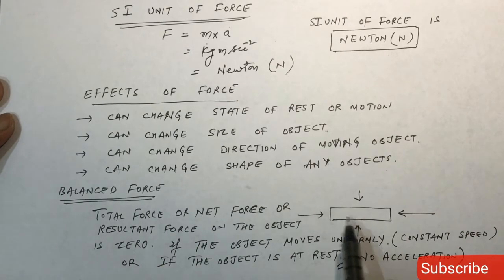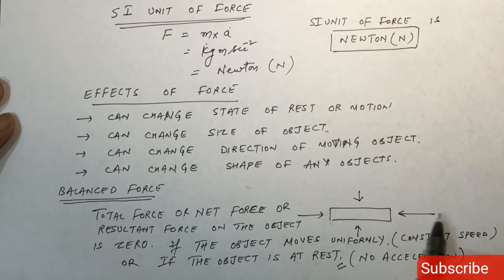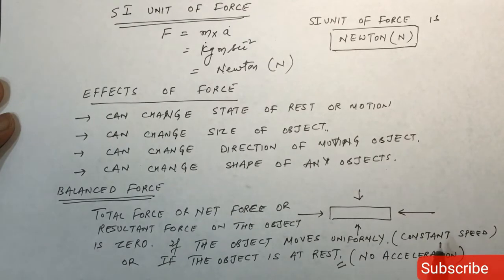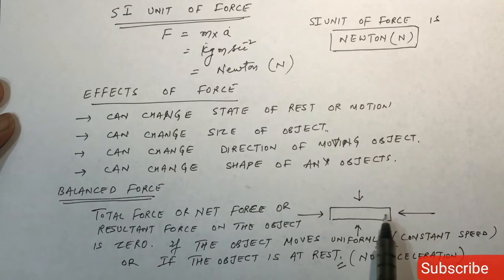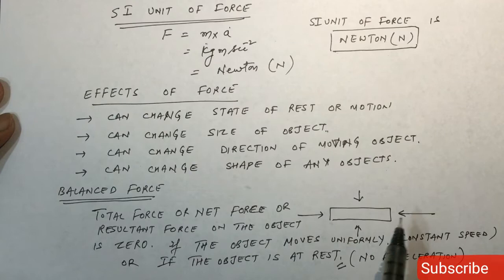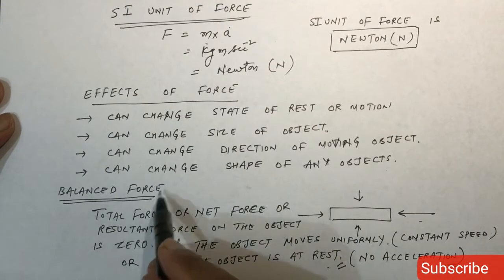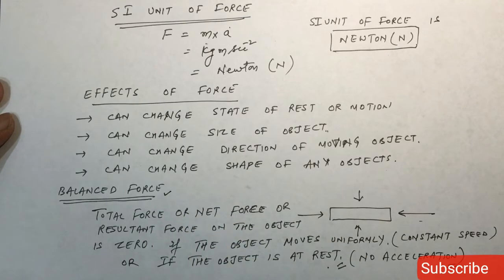If you have an object and a number of forces are applied from different directions, and the net force on this object becomes 0, or the object is at rest and after applying a number of forces it is still at rest, or the object is moving uniformly with constant speed and even after applying a number of forces it does not accelerate, in that case the forces are balanced.